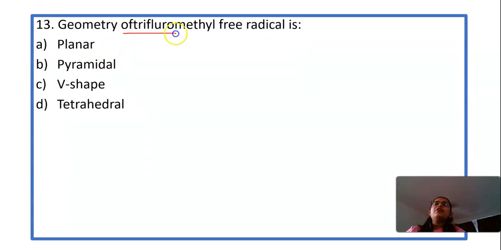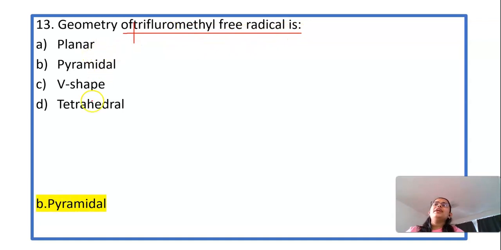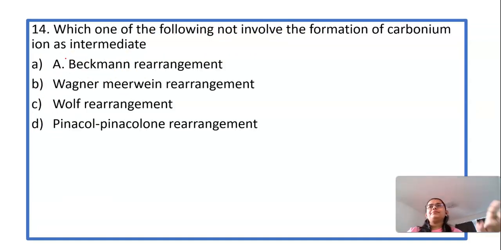Geometry of trifluoromethyl free radical is. So the geometry of trifluoromethyl free radical is pyramidal, that is B.